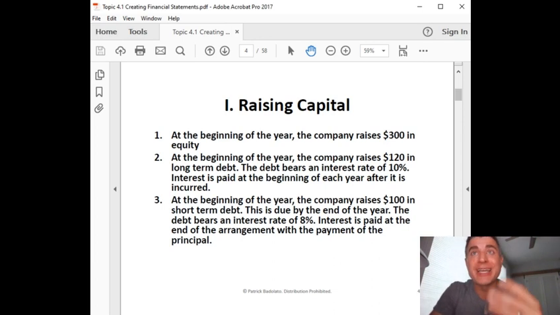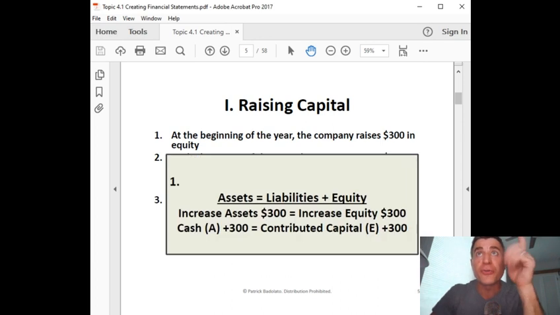My first one is raising capital. I've got 3 transactions. I'm going to process these one at a time, so you don't have to worry about keeping track of them. I'll keep each one in mind. Kind of going back to Excel, you don't need to figure out all that stuff, but we'll slowly work on it. Let's do the first one.